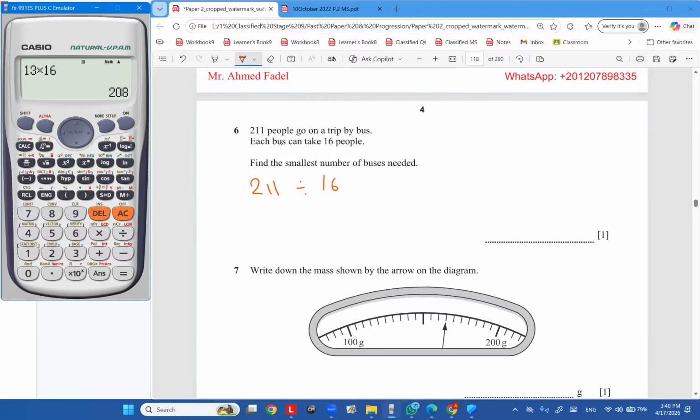How is this even going to be possible? We need to take them all. So it's not 13 buses, it is 14 buses. This is the smallest number of buses that is needed to take 211 people.